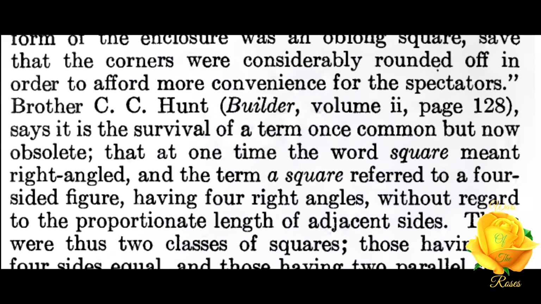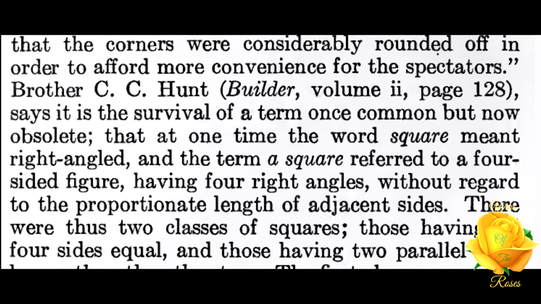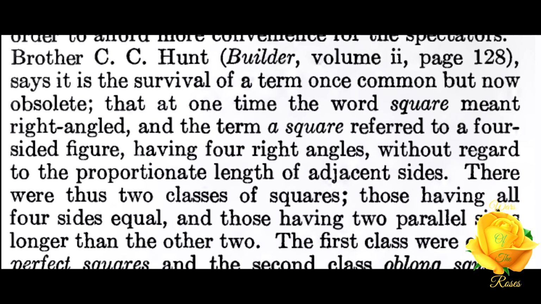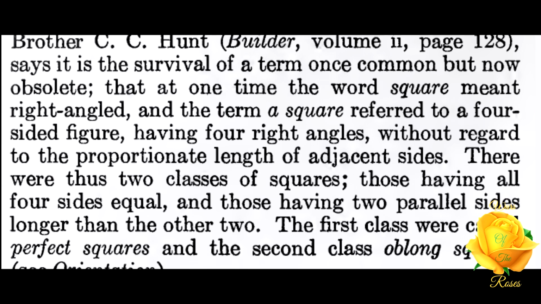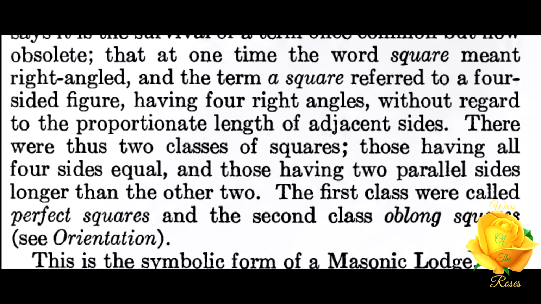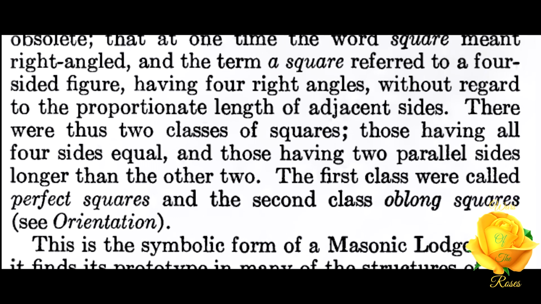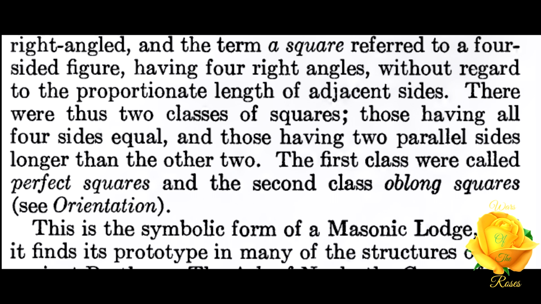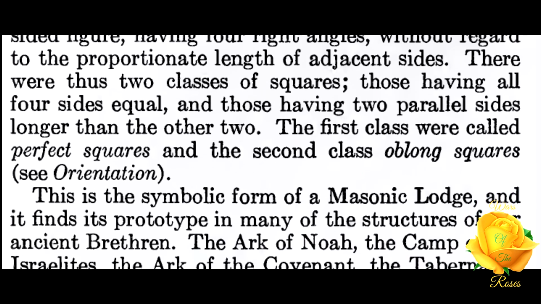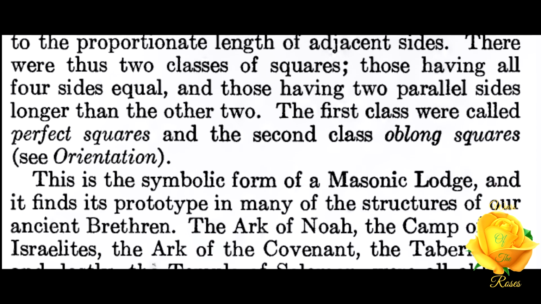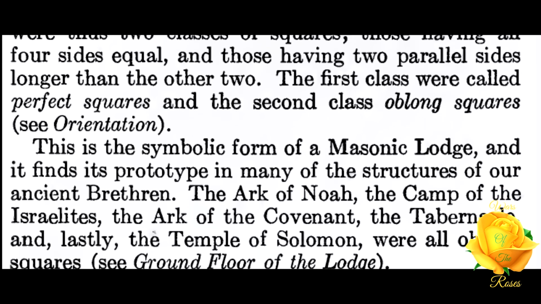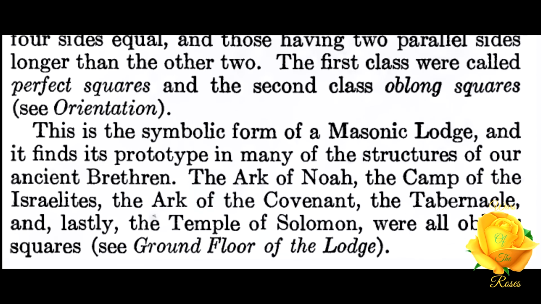Brother C.C. Hunt, Builder, Volume 2, page 128, says it is the survival of a term once common but now obsolete. That at one time the word square meant right-angled, and the term a square referred to a four-sided figure having four right angles without regard to the proportionate length of adjacent sides. There were thus two classes of squares, those having all four sides equal and those having two parallel sides longer than the other two. The first class were called perfect squares and the second class oblong squares. See orientation.